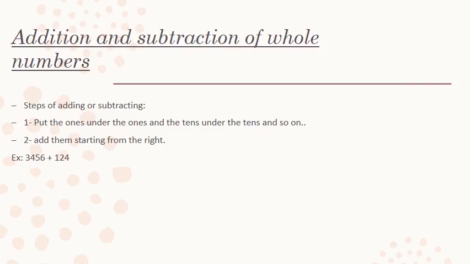Addition and subtraction of whole numbers. So we are just going to review the steps of adding two numbers. The first thing is to put the first number above. It should be the bigger. Then you put the ones under the ones. So here the ones is 6 and here the ones is 4. So you put the 6, the 4 below it, the 2 below the 5 and the 1 below the 4. That's what we call the ones under the ones, the tens under the tens, and the hundreds under the hundreds.